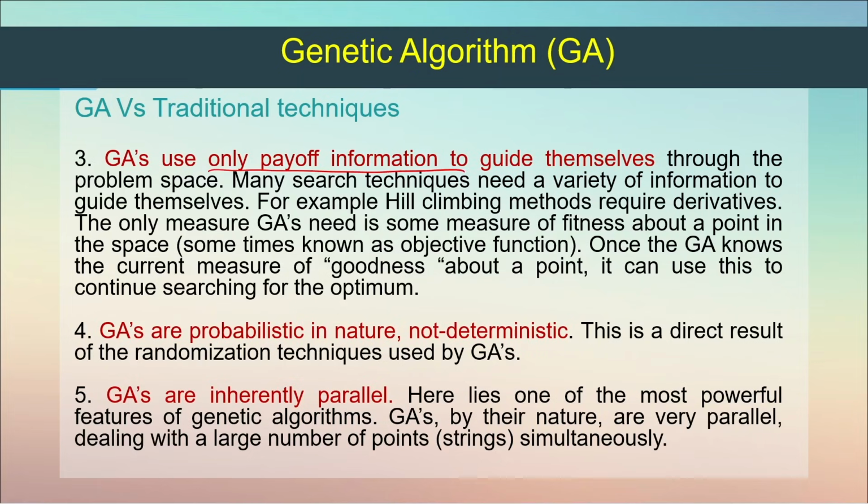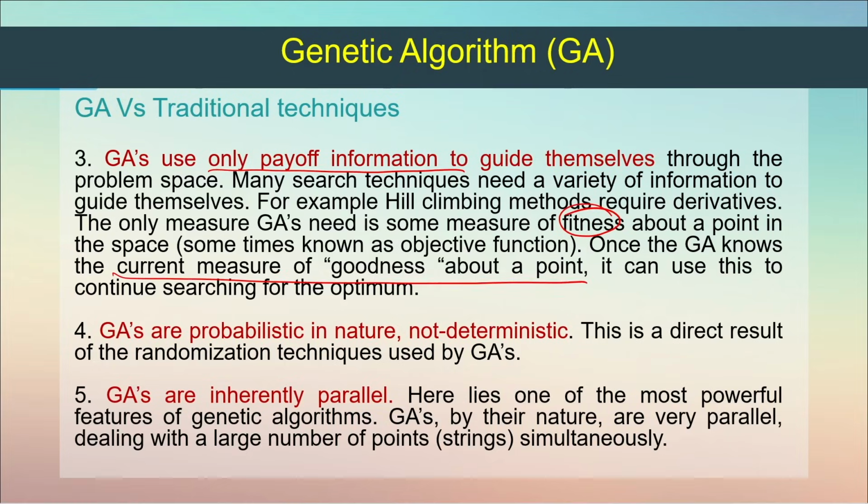So something is needed to guide the search, right? Say for example, many search techniques like the gradient search technique need some variety of information to guide themselves. Let us take an example, hill climbing methods. It requires derivatives. Based on the derivative only it changes the direction. But what does GA need? GA needs information about the fitness. What is this fitness? It is nothing but the value obtained after calculating the objective function. So the objective function is also called a fitness function.